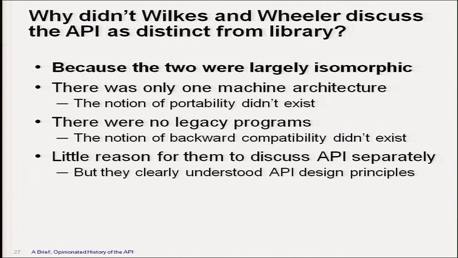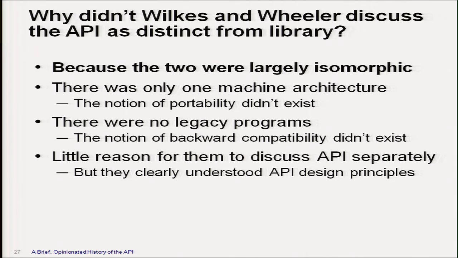So why didn't they discuss the API as distinct from the library? Well, because at the time, the two were isomorphic. There was only one machine architecture. Hell, there was only one machine. So you didn't really think about portability, right? You were writing a program for the machine and you had this library to help you do it. There were no legacy programs, so you didn't have to think about backward compatibility. So there was no reason to think about the API as a distinct object from the library. It just was the library. And clearly they did understand good API design principles. I hope I proved that to you with the last few slides.